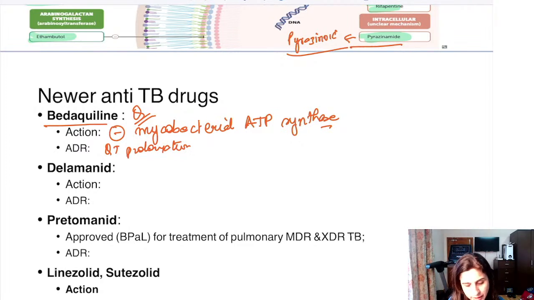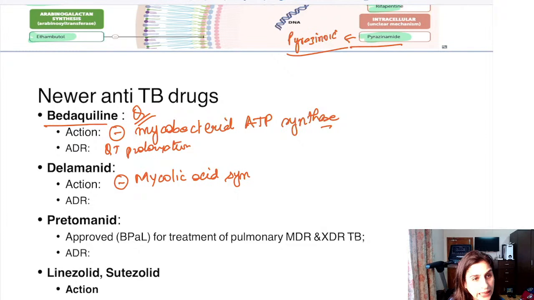Then we have delamanid. ठीक है, दूसरी एक new drug है delamanid. Also it inhibits the mycolic acid synthesis. ठीक है, mycolic acid synthesis inhibit करती है. And the ADR associated again is your QT prolongation. QT prolongation, right?